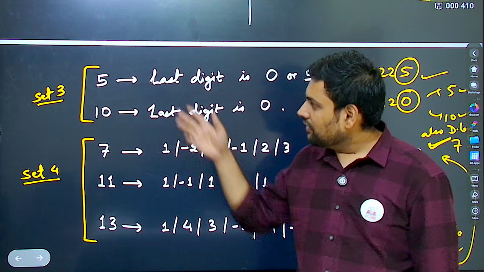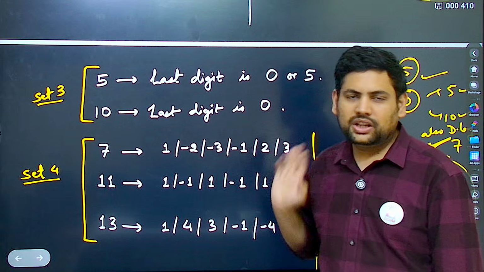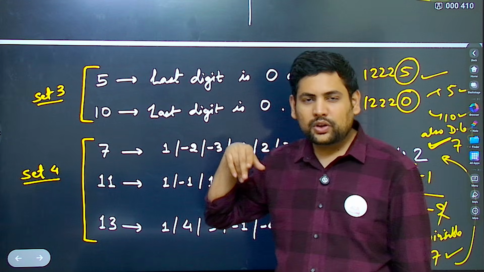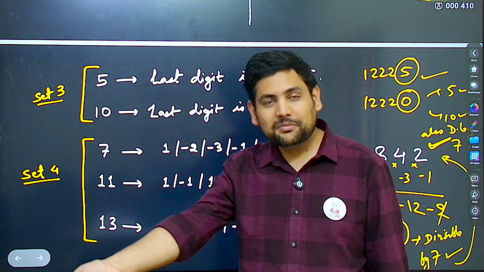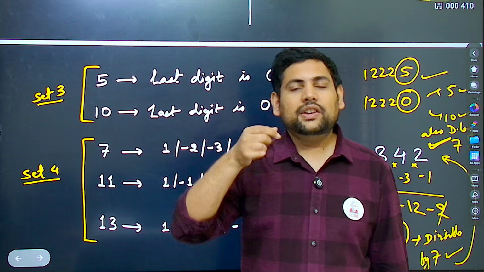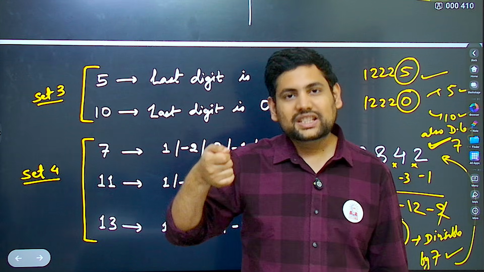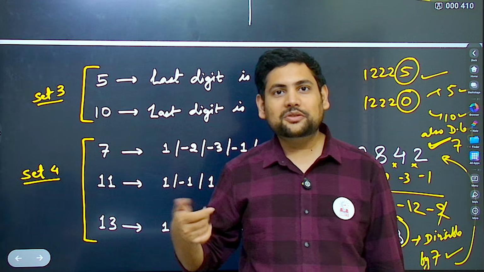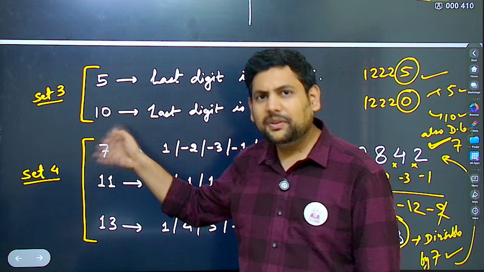Then 5 and 10: for 5, last digit has to be 0 or 5; for 10, last digit has to be 0. Remainder also for 5 and 10 is very easy. The last digit itself becomes the remainder for 10. For 5, what becomes the remainder? If it is 1 to 4, then those are the remainders. If it is 6 to 9, then again it is 1 to 4 as the remainders. So basically that is how you find remainders also for them.